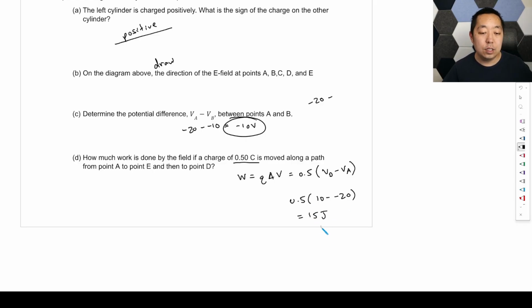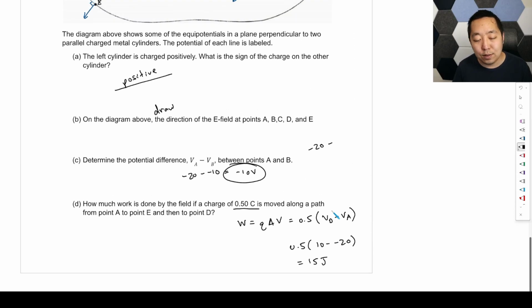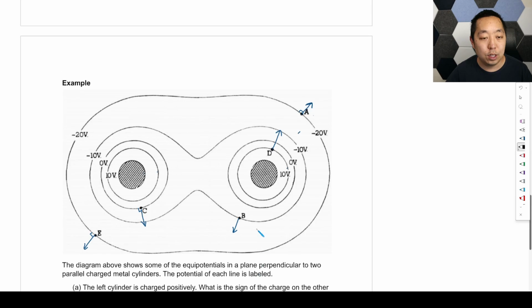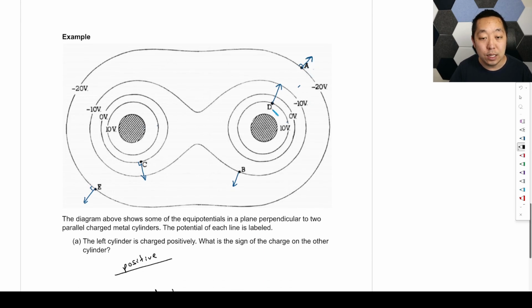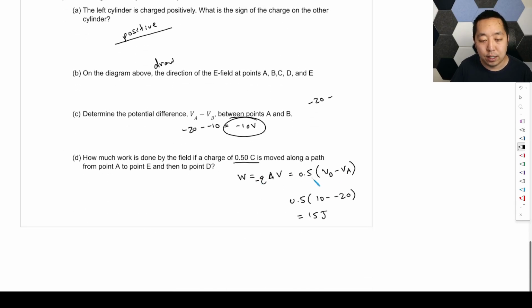Now, because of all the signs and things like that, I try not to rely on the formulas. I want to think to myself, is this positive work or negative work? And go back to that fundamental from unit 3. Work is positive if the force and the displacement are in the same direction. So if we're going to go from A to D, ultimately the electric field is going to be opposite the direction of the displacement there. So it should be negative work here. And that's why there is that negative sign in there that I left out. So it's going to be negative 15 joules.